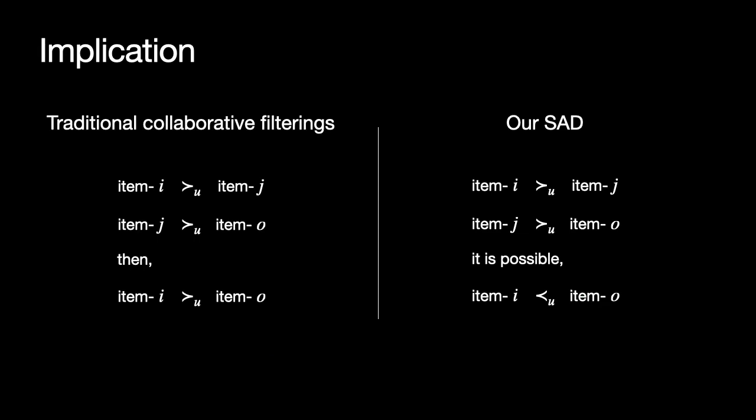The implication is profound. In traditional collaborative filtering models, if atom i is more preferable than atom j and j is more preferable than k, then atom i must be more preferable than k. This is a known property called transitivity. And in our model SET, we relax the property, allowing it to be inferred from data itself.